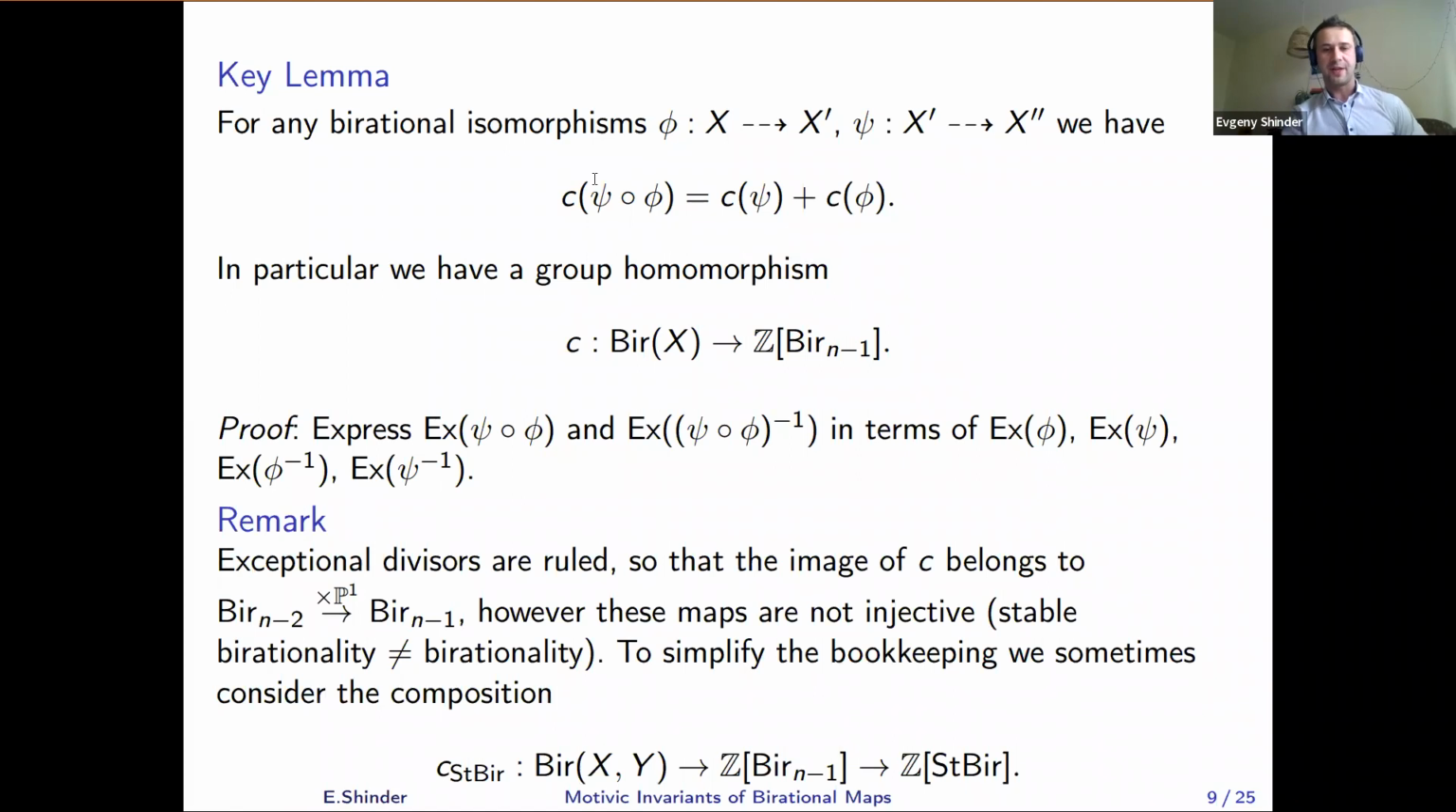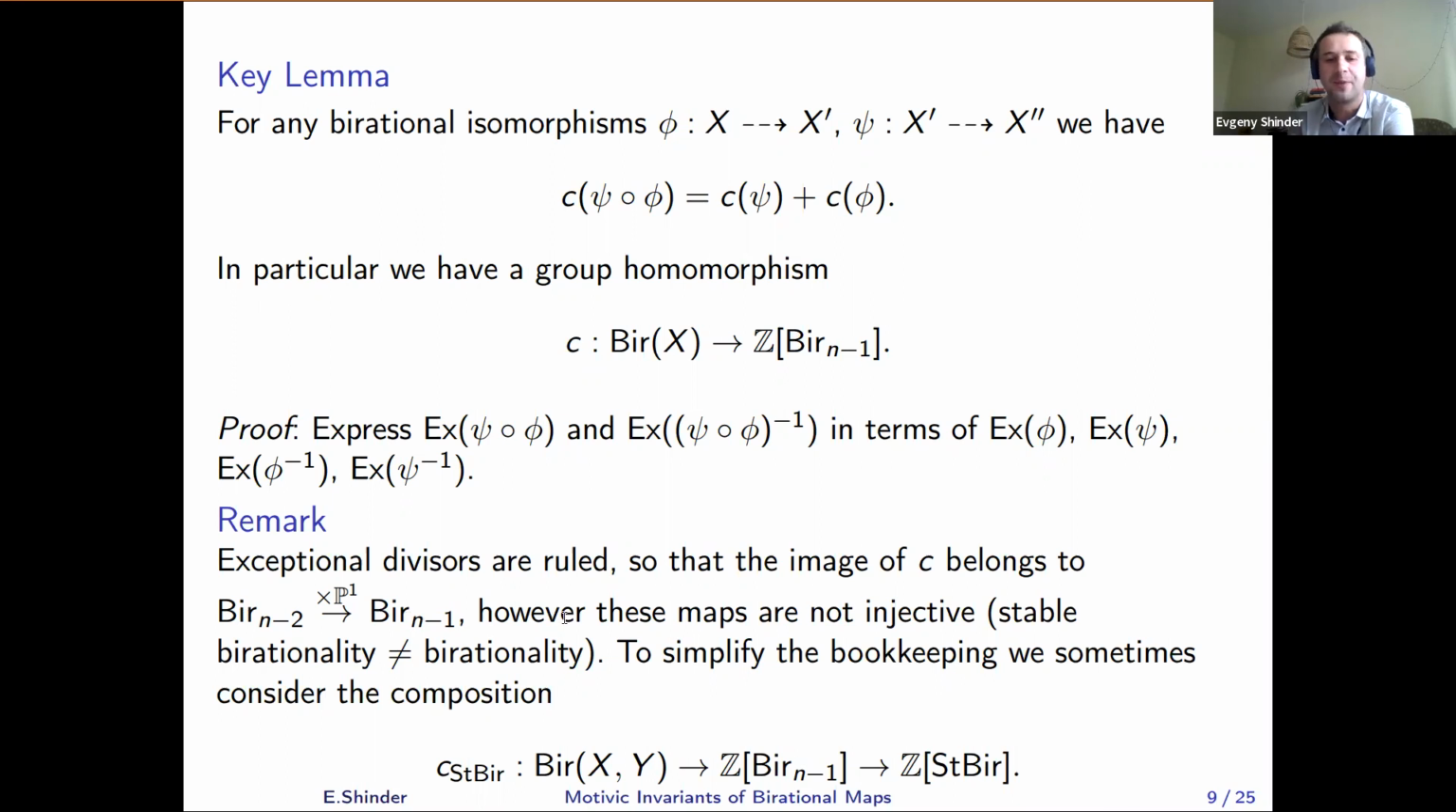Some remarks on where it takes values: we're looking at birational classes of these varieties, and they belong to this free abelian group on birational types. For smooth projective varieties, exceptional divisors are ruled. So in fact, the image belongs to a subgroup of this, which is the image of n-2 birational types times P1. So all the exceptional divisors are ruled. We could try to divide them by P1, but we shouldn't do this because in general these maps are not injective, as varieties can be stably birational without being birational. So we should consider the classes here, not in there, in general.